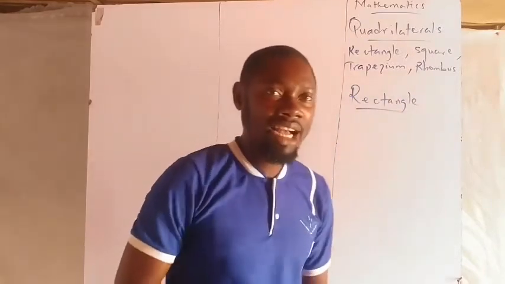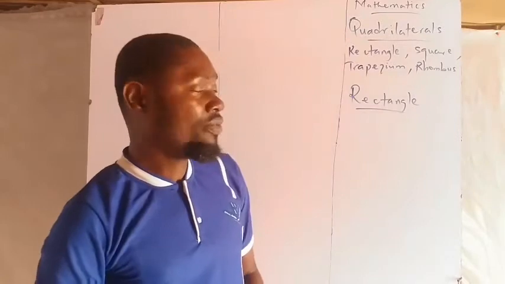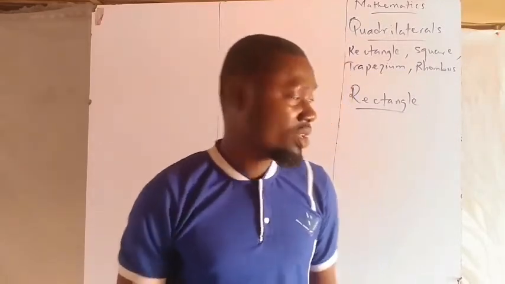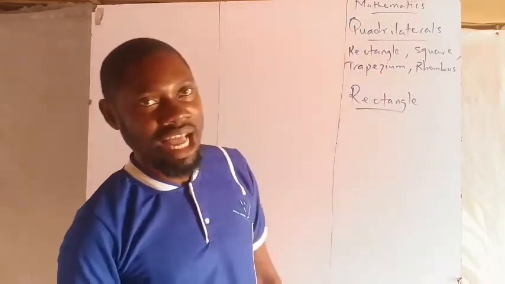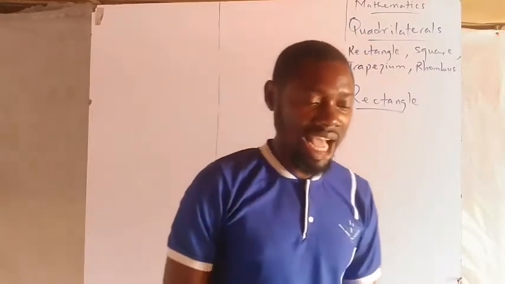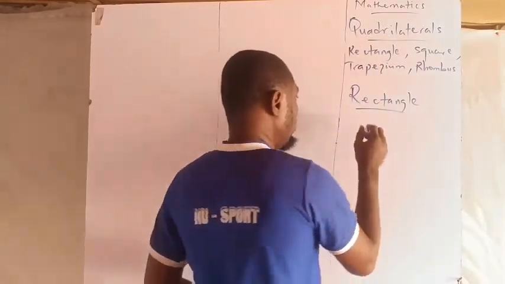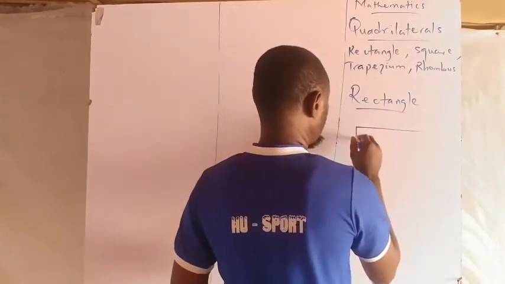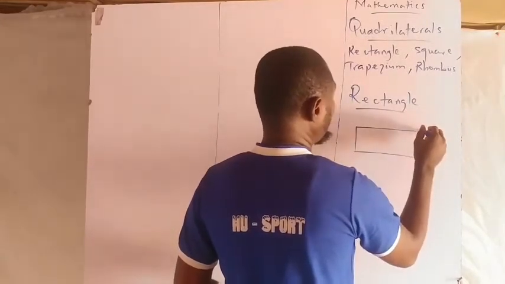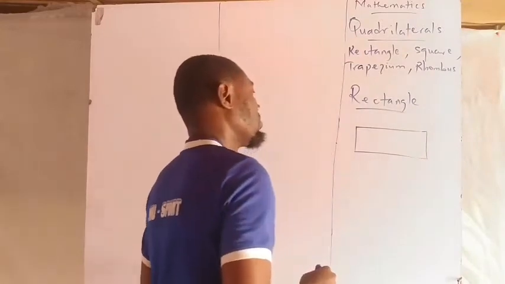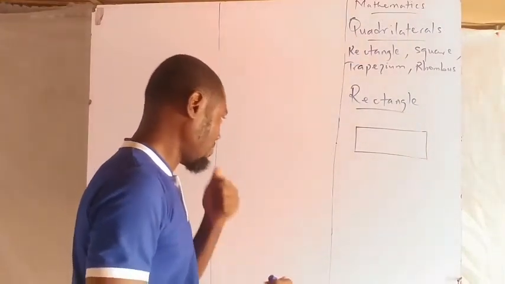Like I said, a rectangle is a four-sided shape. It is a quadrilateral that has four sides. This is a rectangular shape. It's like a field. That is a rectangular shape.